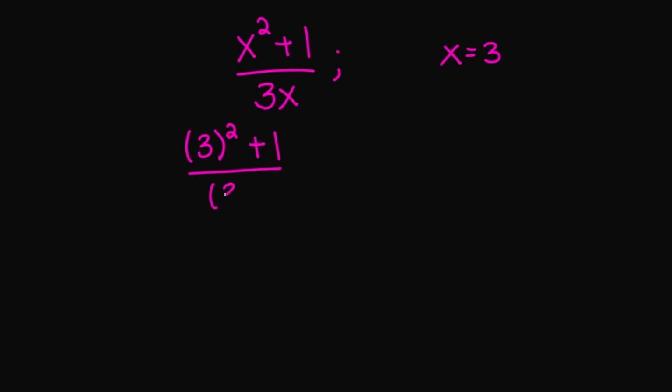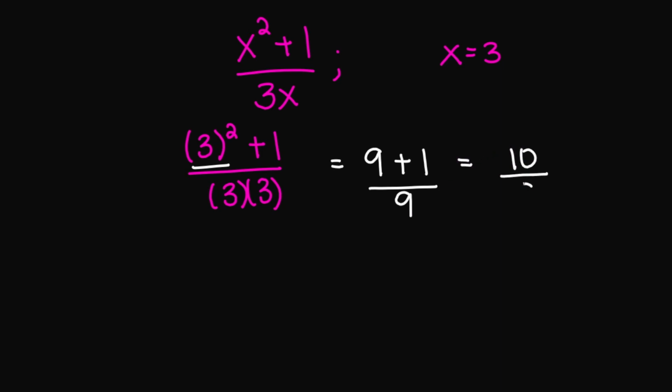Let's look at this expression, x squared plus 1 over 3x. And let's say x equals 3. So wherever there's an x, I'm going to replace that with a 3. So we have 3 squared plus 1 over 3 times 3. 3 squared is going to equal 9 plus 1. And then my denominator, we have 3 times 3, that's going to equal 9. So my numerator, 9 plus 1 is 10. That's going to be over 9. Your final answer is 10 over 9.